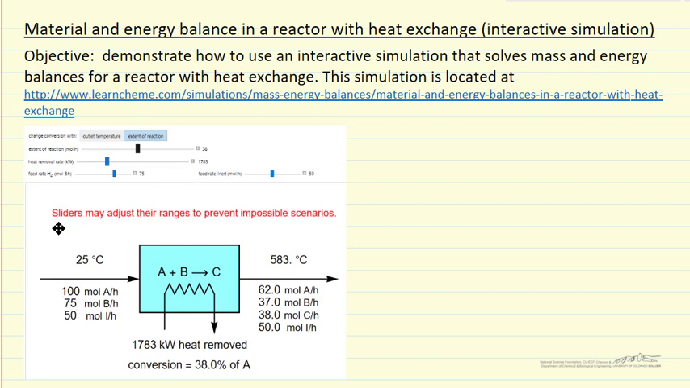And that's why it says sliders may adjust their ranges to prevent impossible scenarios. We'll see that in some conditions, when we change one slider, the other slider also changes because of exactly this reason: we're limited in what conditions we can reach. Likewise, when the heat removal rate is set, we can't go below 25 degrees for the outlet. So let's look at the interactive simulation and see the behavior of the system.